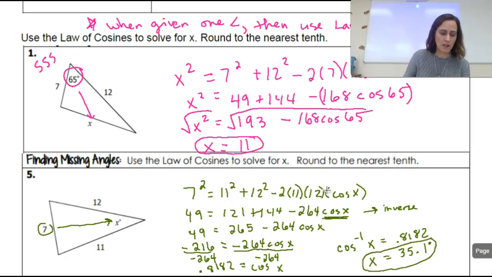Okay. I'm going to write that down one more time. So use inverse to find angles. That's kind of the big idea between the first example solving for sides, and the second example solving for angles.